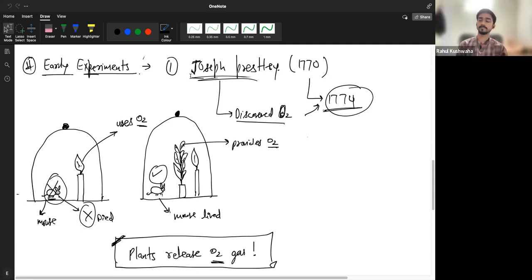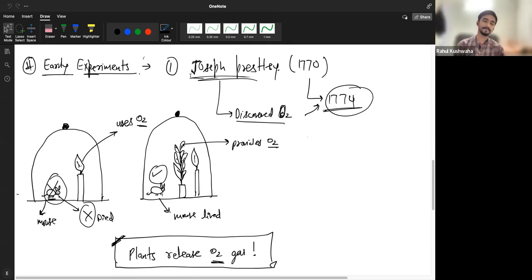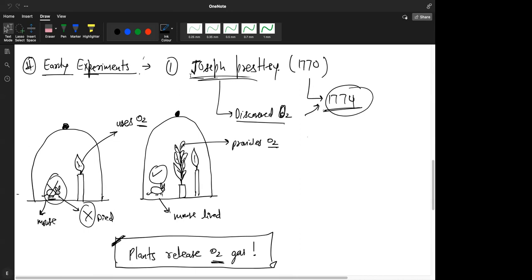Perfect. Then in the second part, he repeated the experiment, but this time he also put a plant inside the jar. And after a few hours, he observed that the mouse was not dead. Means the element which was used up by the mouse and by burning of candle was being released by the plant. Perfect. So he discovered that plants release the oxygen gas.